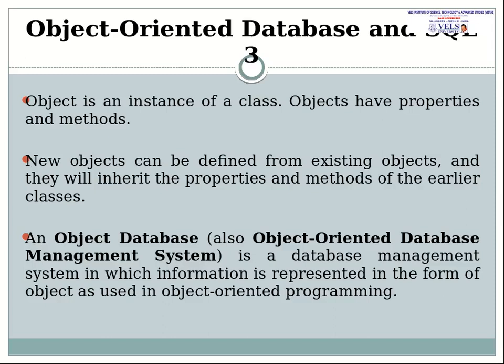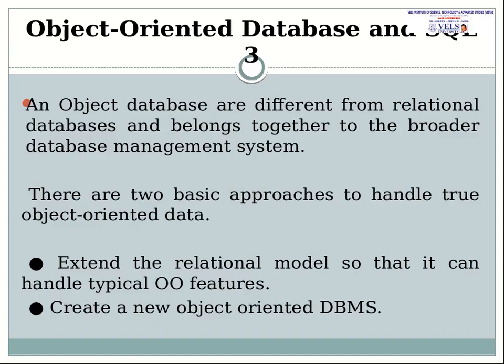An object database, or object oriented database management system, is a database management system in which information is represented in the form of objects, as used in object oriented programming. An object database is different from a relational database, which belongs to the broader family of database management systems.